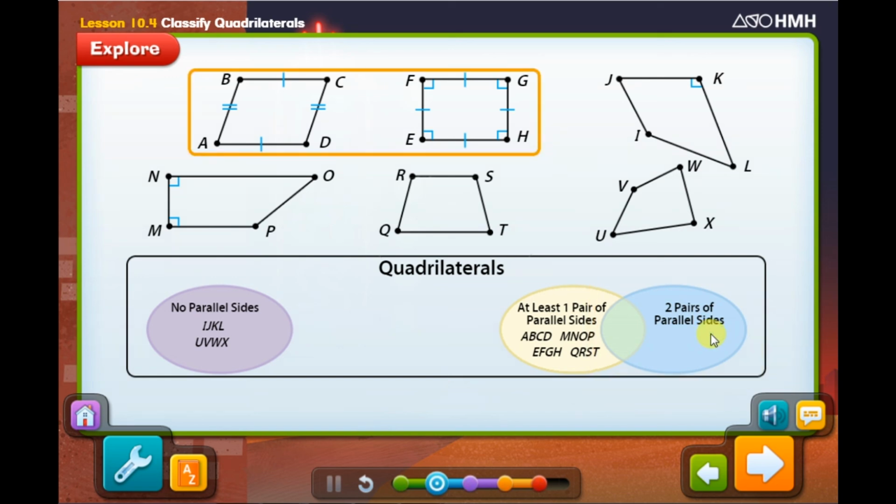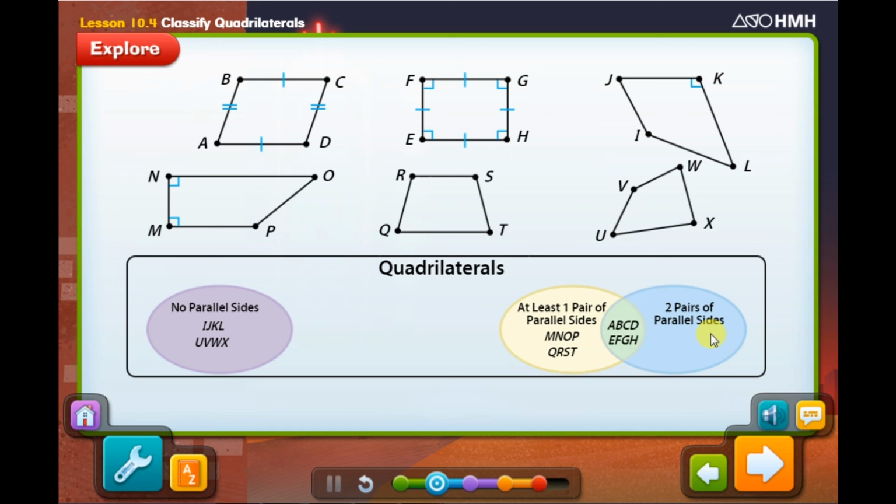So let's see. Quadrilateral ABCD and quadrilateral EFGH each have 2 pairs of parallel sides. So they belong in the section where the circles overlap. Why do we put it here? Because they belong to this circle and they belong also to this circle. That's why we put it just in the middle between the 2 circles.